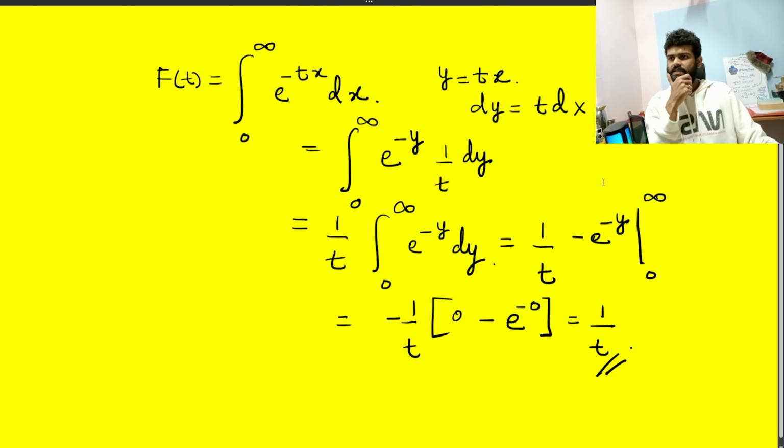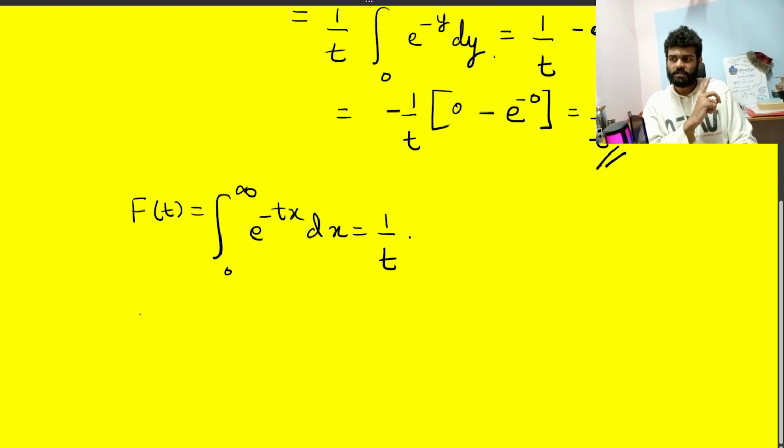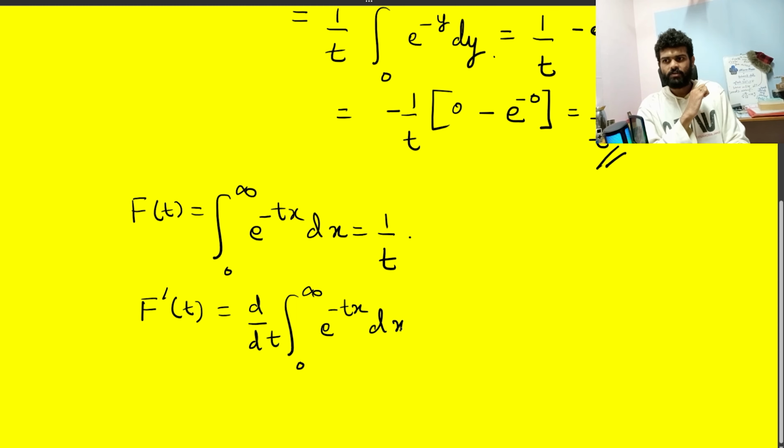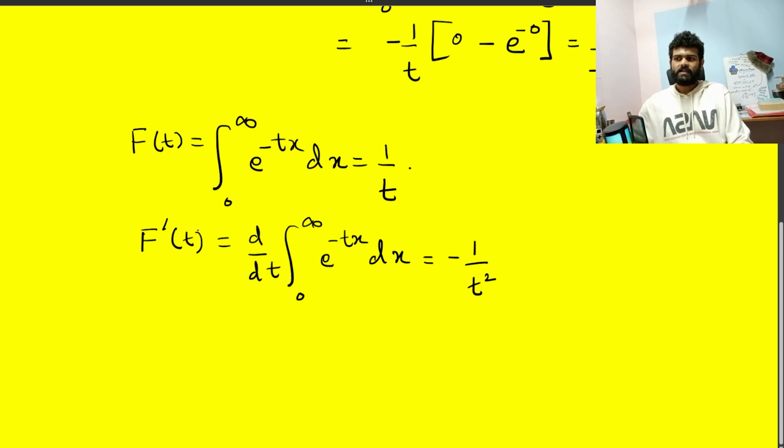Now let's write down what we have here. f of t is the integral 0 to infinity e to the power minus tx dx, and this is equal to 1 by t, right? Now, what happens if we differentiate this function? f prime of t is d by dt of this integral 0 to infinity e to the power minus tx dx, and your right hand side will be minus 1 by t squared, which is the derivative of 1 by t. Now, the question is, can you take the derivative inside the integral?